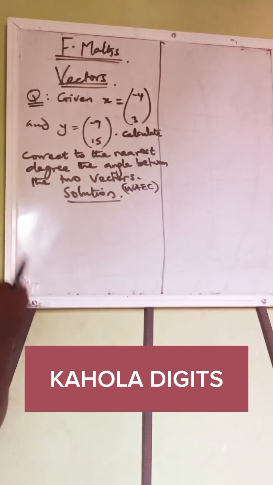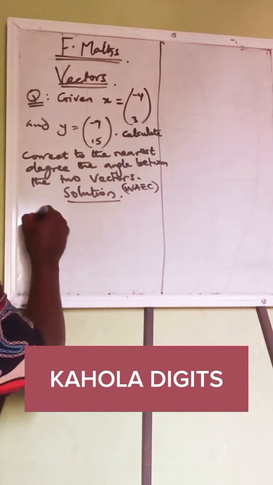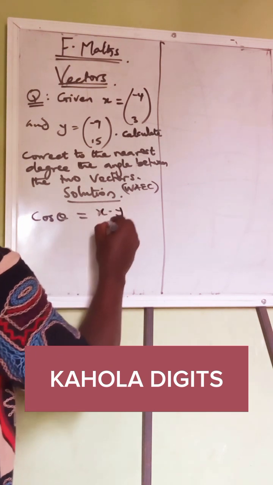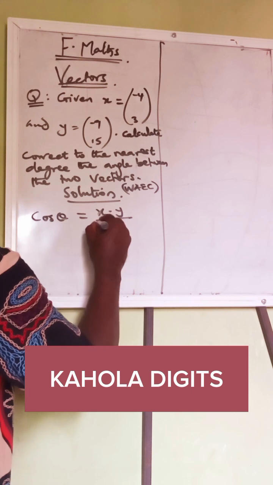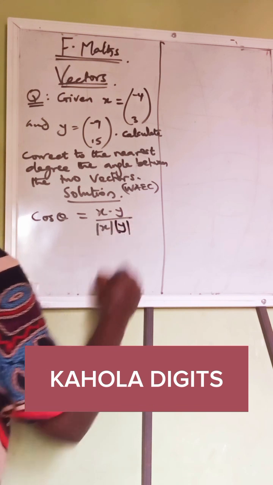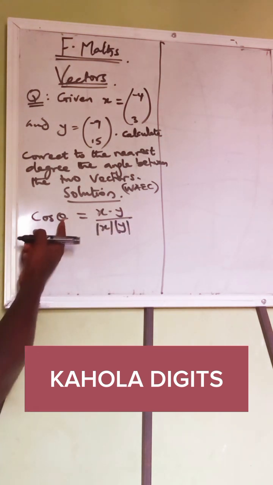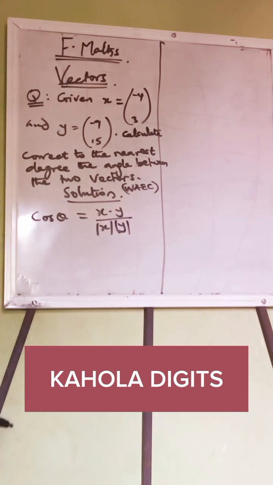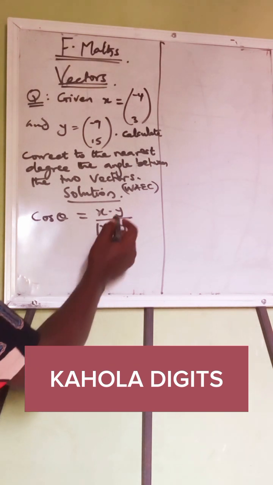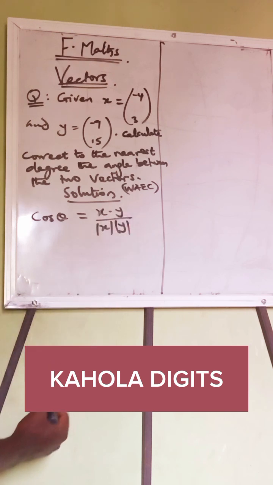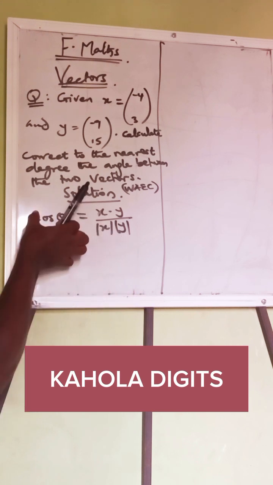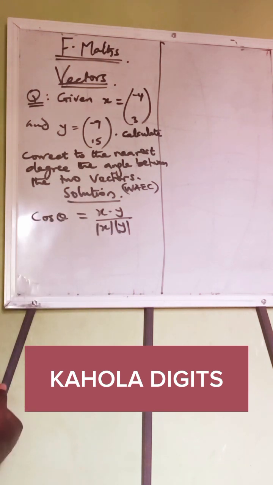We can determine the angle between the two vectors using the formula cos theta equals x dot y divided by the modulus of x multiplied by the modulus of y, where theta is the angle between vector x and vector y. This is what we are going to do. We first find the dot product of the two vectors, x dot y. Then we find the modulus of x and the modulus of y. We substitute into this formula, then we find the value of theta.